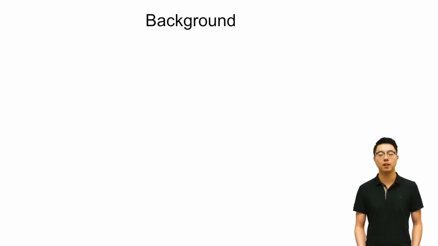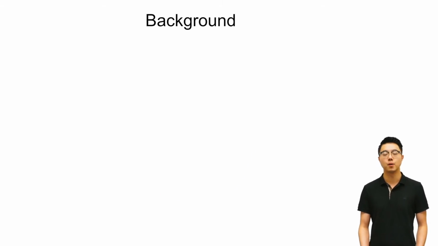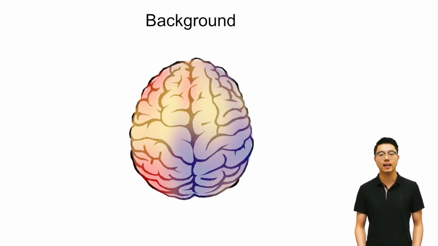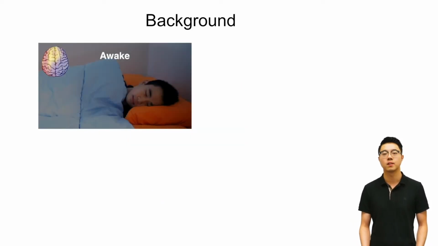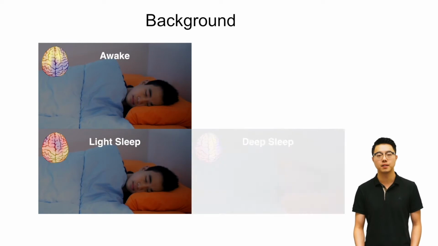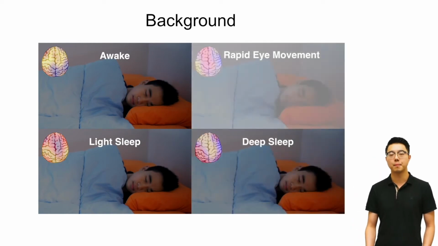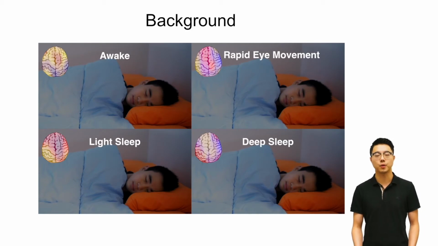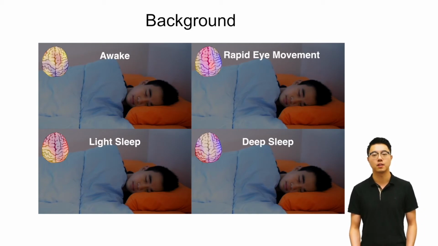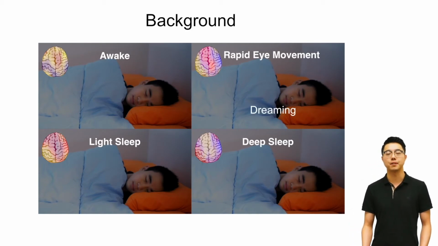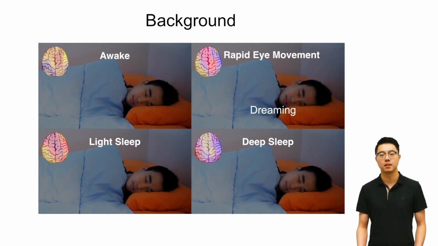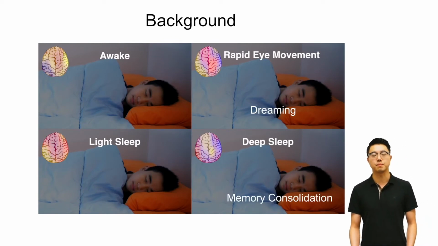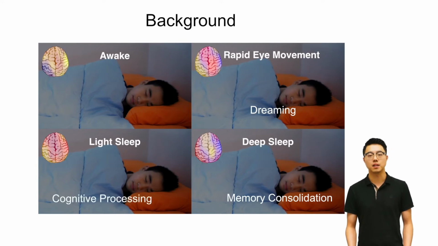Let me start by telling you something about sleep. When we go to sleep, our brain activities change and our sleep enters 4 different stages: awake, light sleep, deep sleep, and rapid eye movement. Different stages of sleep are associated with different physiological functions. For example, dreams happen during REM sleep. While deep sleep is associated with memory consolidation, light sleep is associated with cognitive processing.